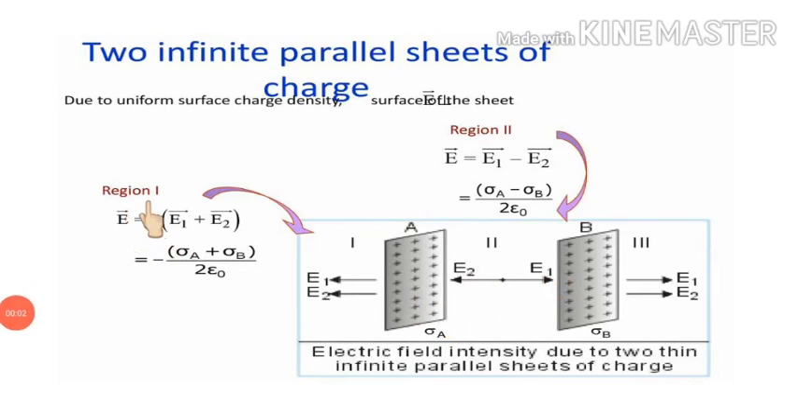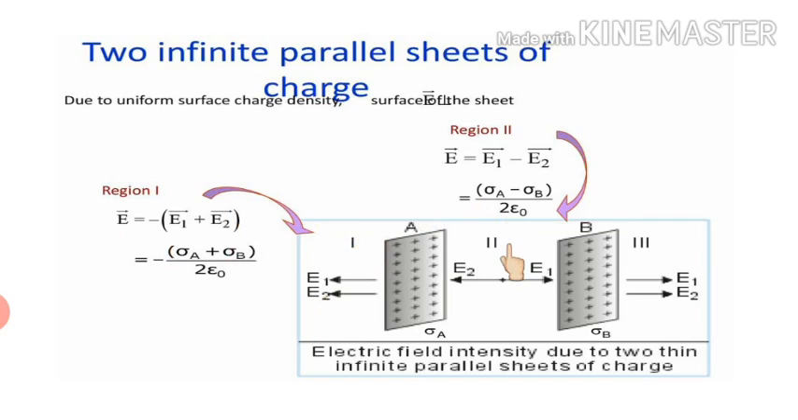Let's talk about region first. In region first, the directions of E1 and E2 are both the same, towards the left, because both are produced by positively charged plane sheets. That's why we have written E is equal to minus E1 minus E2; as they are towards the left, we have to use the negative sign. In place of E1 we write sigma A upon 2 epsilon naught, because sigma A is the surface charge density for this sheet. And for E2 we write sigma B upon 2 epsilon naught, because sigma B is the surface charge density for sheet B. The negative sign and 2 epsilon naught can be taken common, so we have this expression for the net electric field in region 1.